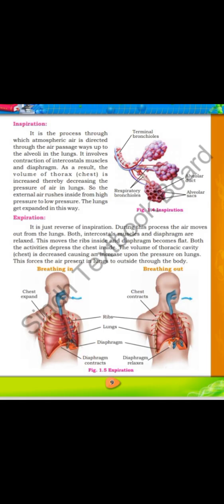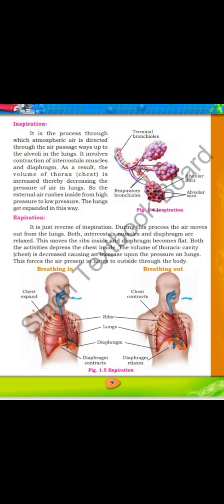Now first come to the inspiration. Dear students, inspiration is the process through which air of the atmosphere is directed through the air passageways up to the alveoli in the lungs. During inspiration, contraction of intercostal muscles and diaphragm takes place.